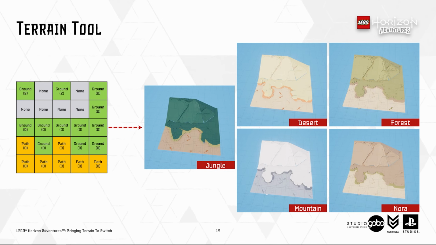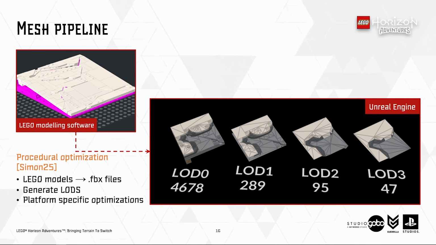Another benefit of having terrain data split from representation is that we have a few tile sets that represent different biomes in the game, like you see here. So our designers can retheme the terrain patches instantly. Now, let's take a closer look at the tiles.